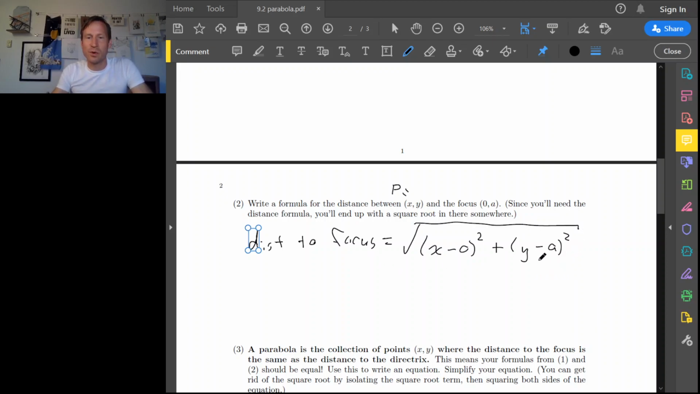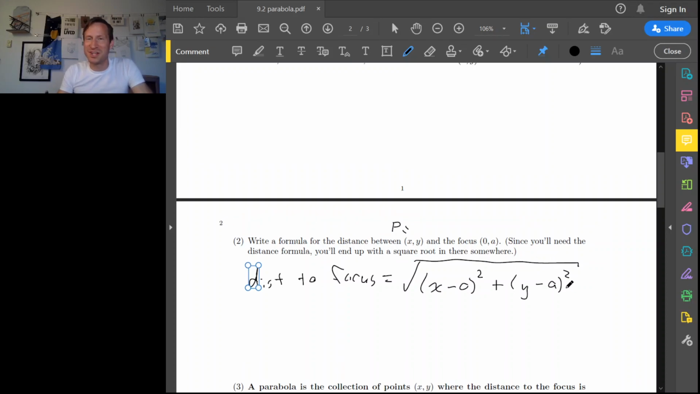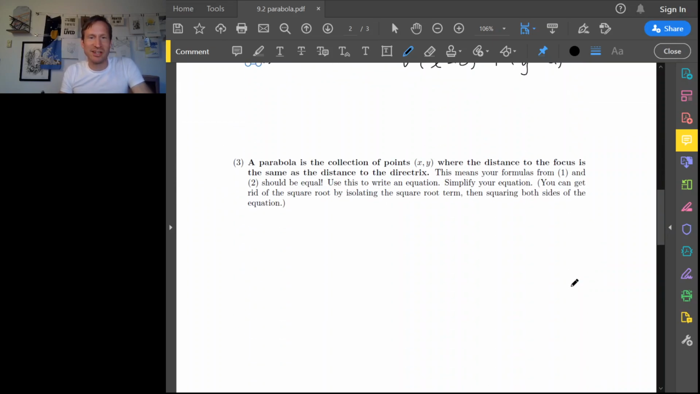Okay, and there's a formula for the distance from the point P to the focus. Pause the video and work on the next problem on your own. All right, let's have a look at number 3.